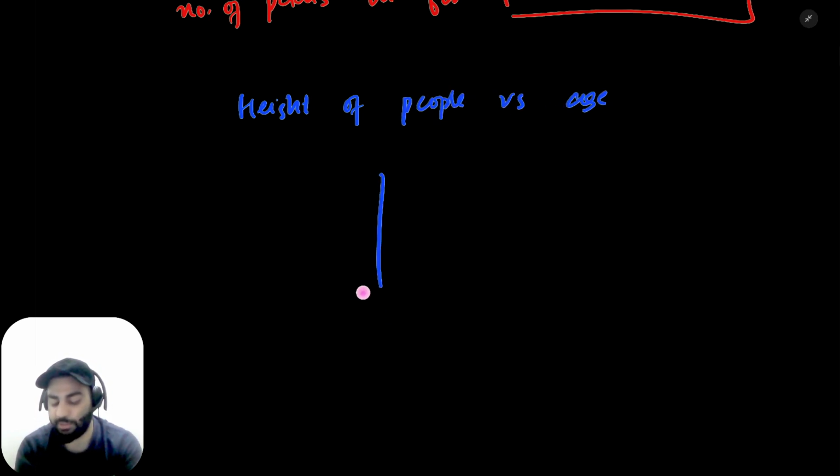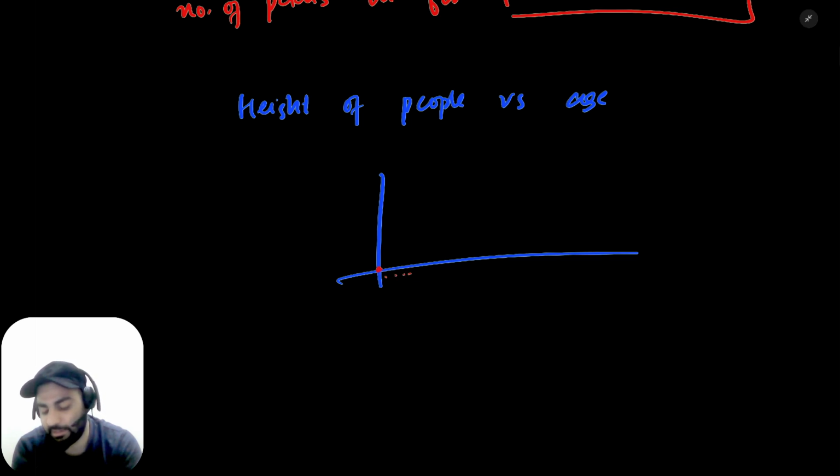Again, for example, take a real world example that I just gave you: the height of people versus their age. Here we'll see that when I was not born, my age was obviously 0. When I was born, after that, slowly I grew in height, and then this sort of tapered off. So this is a function which represents height in some sort.